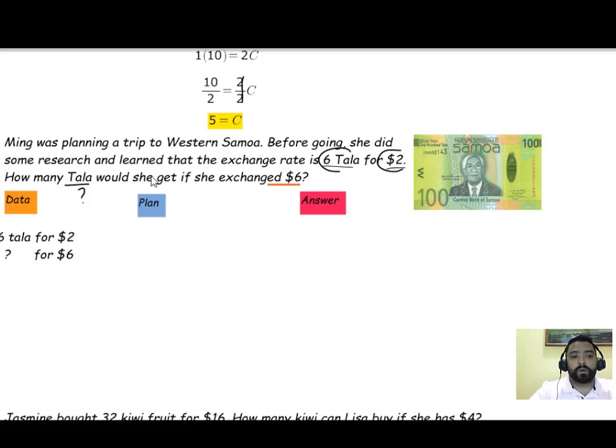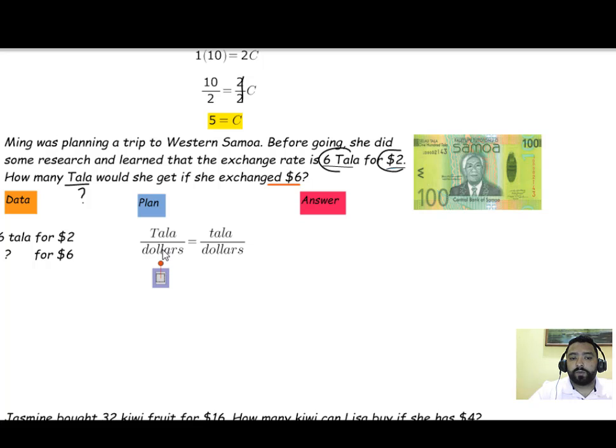So in our plan, we are going to write, remember, tala and dollars. So we are going to write here tala over dollars. Gonna write here in tala. And then this is going to be our ratio, and we are going to write the equality to have the proportion. So we are going to write here tala over dollars. Then what do you have to do after this one? You need to replace the values.